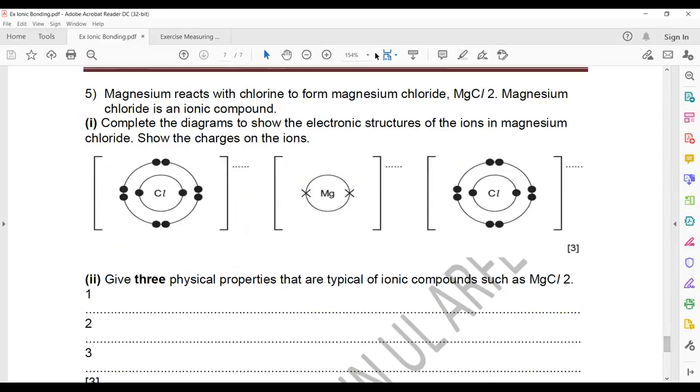Okay, in this question 5, magnesium reacts with chlorine to form magnesium chloride, MgCl2. Sometimes it does not appear as a subscript, but it is MgCl2. Magnesium chloride is an ionic compound. Ionic compound means it is formed by transfer of electrons. Complete the diagram to show the electronic structure of the ions of magnesium and chloride.